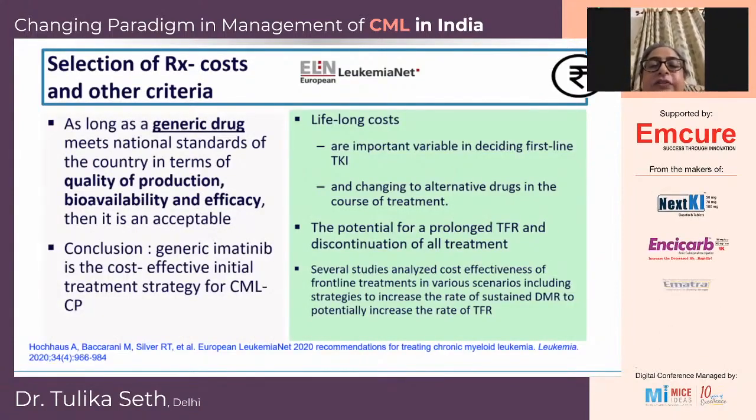They also, for the first time, mention generics, and they say that they are an effective option for initial therapy. So generic imatinib has been given their stamp of approval. And it says to look at the lifelong costs when you are deciding about going for a drug that will give you a sustained deep molecular response, because then you can offer TFR to these patients.